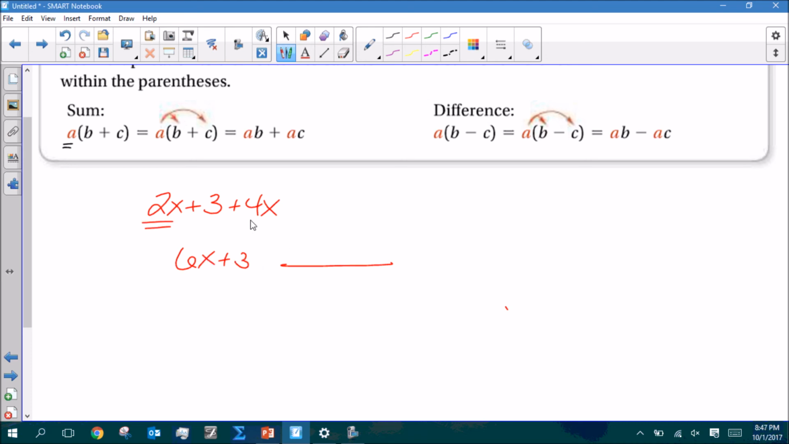Obviously, we combine those, but there won't be in this drop-down window. There won't be a phrase combining like terms. The phrase will be distributive property of equality. Okay.